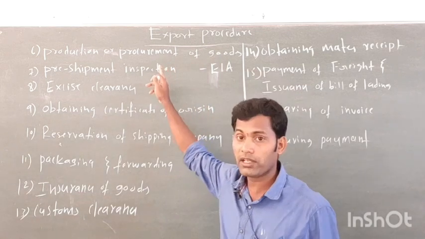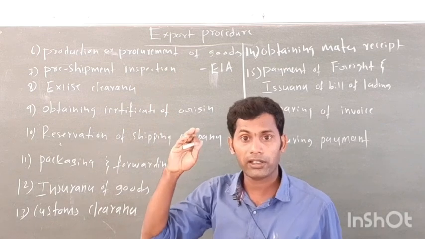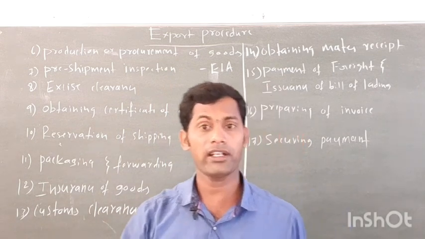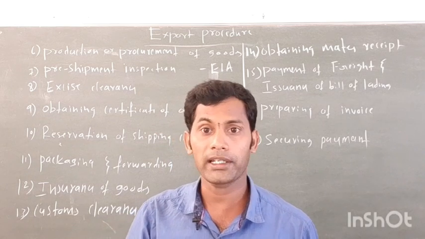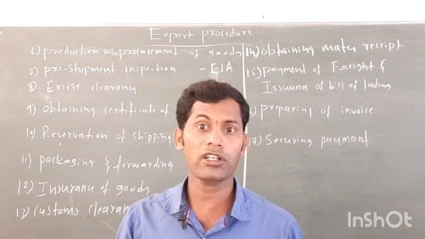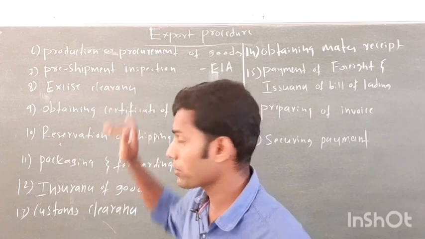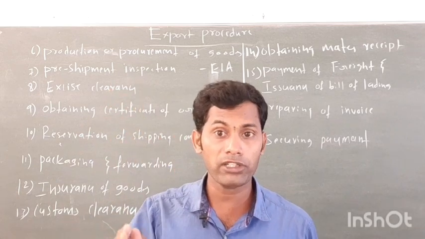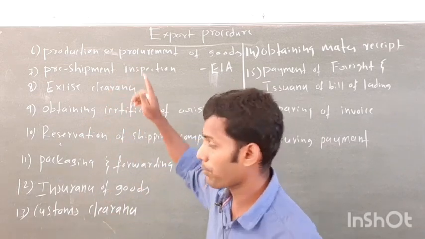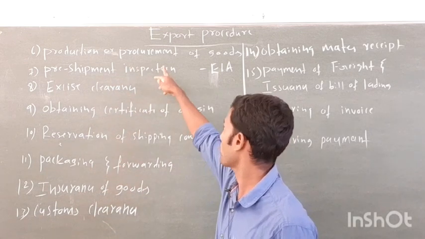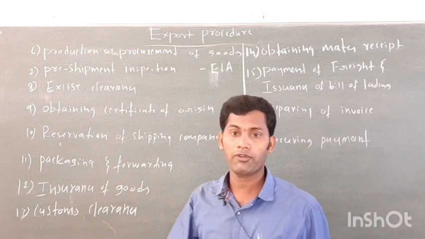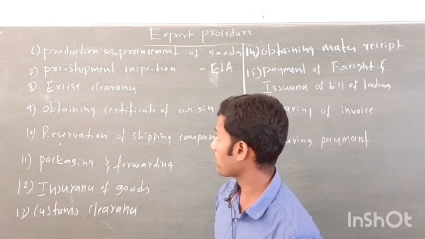So in the fifth one we studied obtaining pre-shipment finance. So receiving of amount before the shipment, so he gets a portion of amount for production purpose. So after getting pre-shipment finance, then the exporter has to go for either production or for the procurement of goods for export. That is the sixth one.